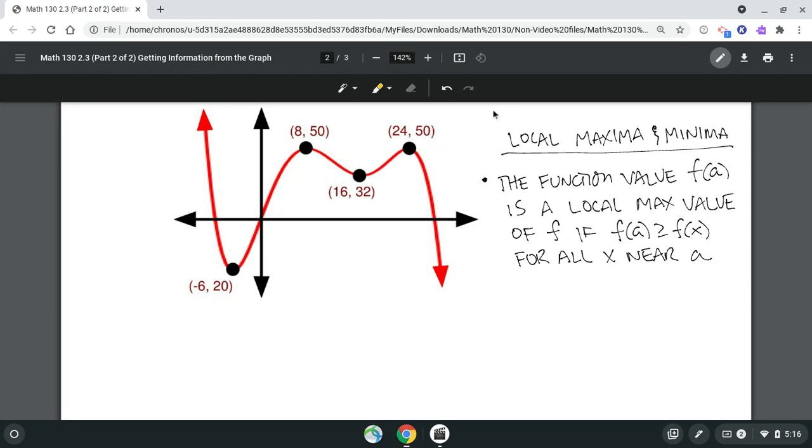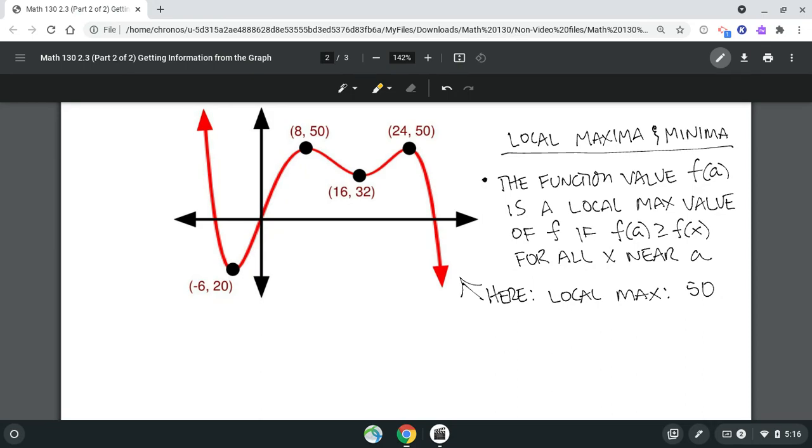Okay, so over here, the local max would be 50, because they're both 50. If this had said 52, then we would say it would be 50 and 52. But it's 50 and 50, which is the same number. Okay.